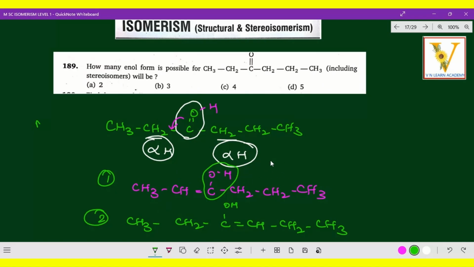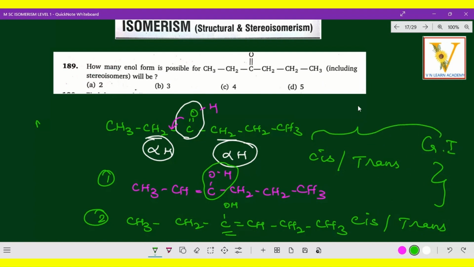So that means cis and trans, cis and trans. And this side also you will get cis and trans, cis and trans, where you will find GI, geometrical isomers. So geometrical isomers are all applicable in that. Here they are asking the question including stereoisomers. Stereoisomers are possible, 100% possible. And cis and trans, two cis and two trans, 1 2 3 4.